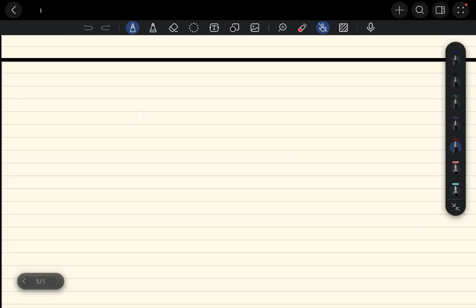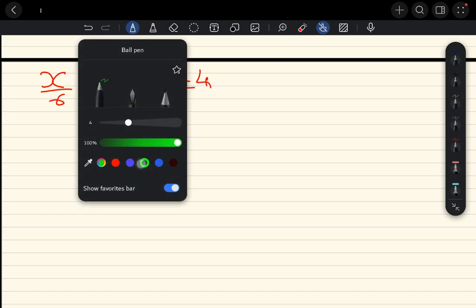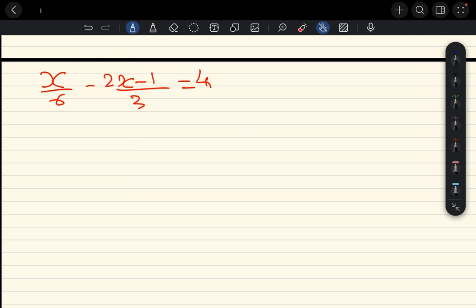Let's get a final problem until we close the video. x upon 6, for example, minus 2x minus 1 upon 3 equal 4. I think now it's easy for you. Cross multiplication. So 3x, negative, we have here negative, right? So negative 2x multiplied by 6 is equal to negative 12x, right? So negative 12x. And here negative 2 and negative 1 is gonna be plus 1. So 6 multiplied by plus 1 equal plus 6.